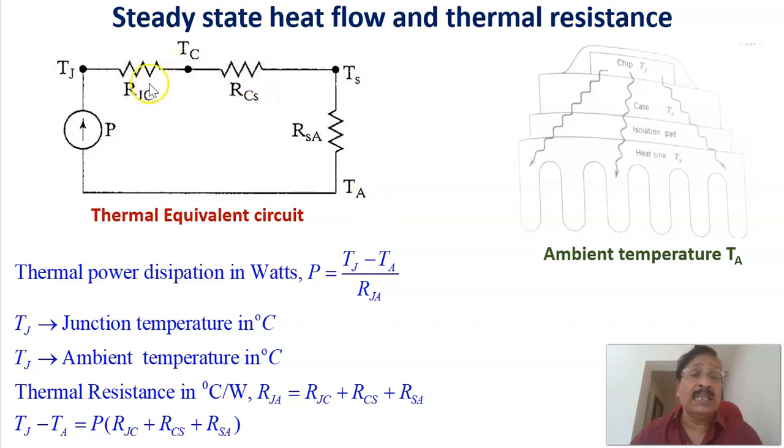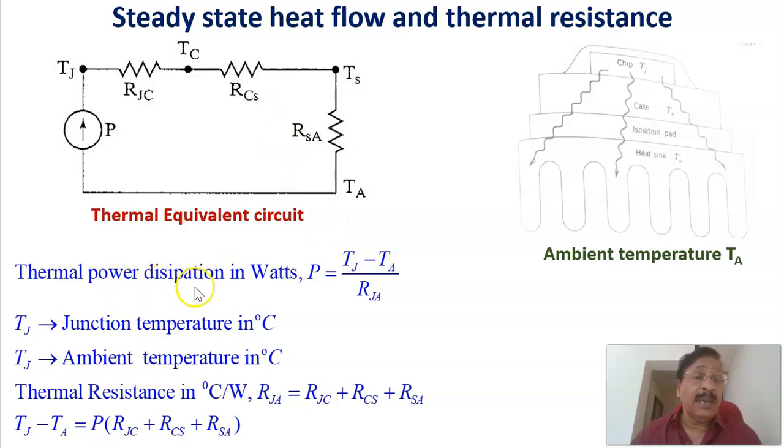And the corresponding resistances are between junction and case, RJC; between case and heat sink, RCS; and between heat sink and ambient, which is equal to RSA. Therefore, this is the heat energy going through this path, and the thermal equivalent circuit is like this one.